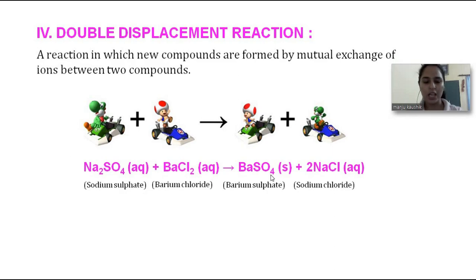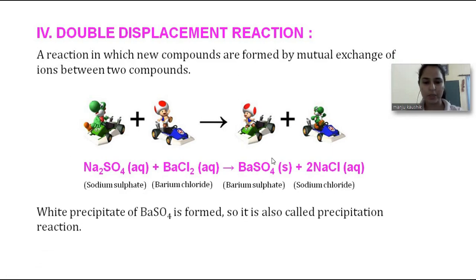Okay, students. So this barium sulfate which is being formed, it is a solid, it is a precipitate. So this type of reaction is also called a precipitation reaction, in which a solid mass, a precipitate, is formed. So barium sulfate is a precipitate. So this reaction is also called a precipitation reaction.